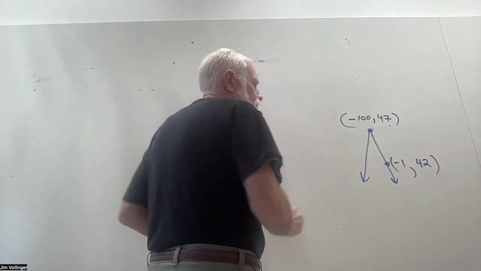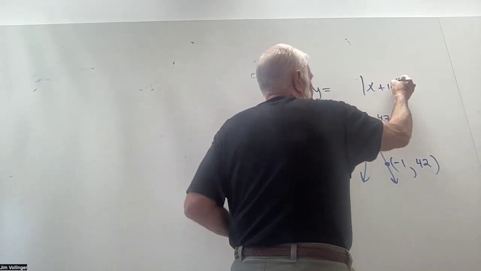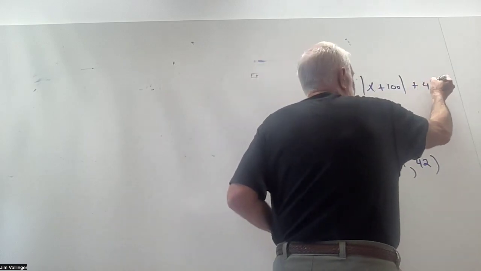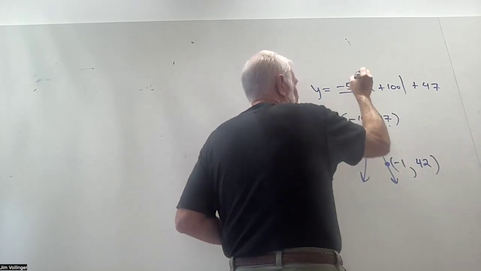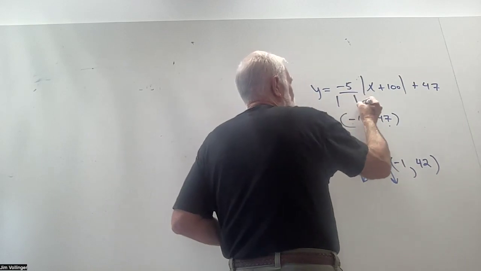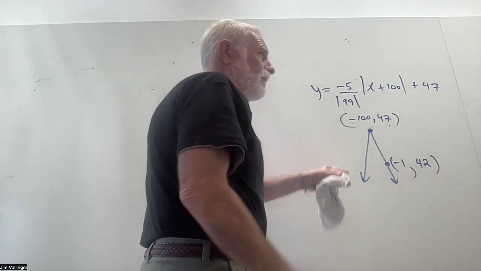You try that one. Y equals absolute value of x plus 100. Always making a 0. Gets me 47. V-shaped down, so I know it's a negative. 47 to 42, I'm going down 5. Minus 100 to -1 is the absolute value of 99. So that takes care of that one.